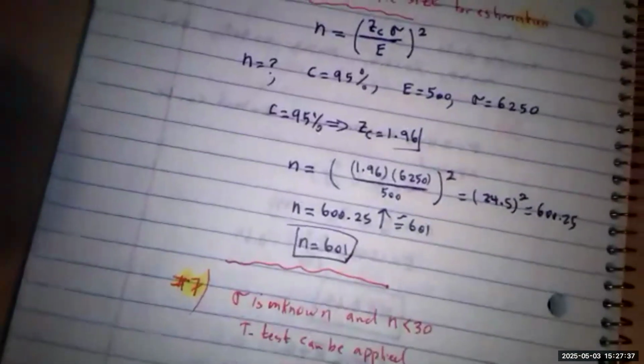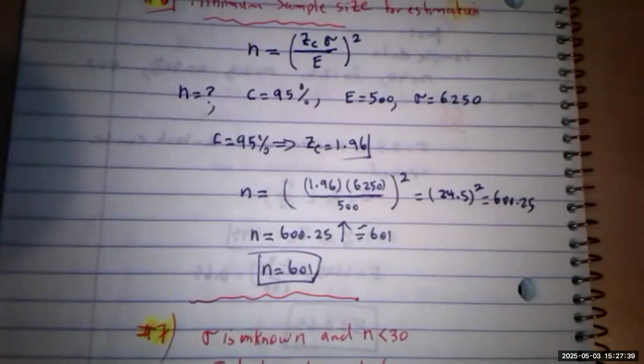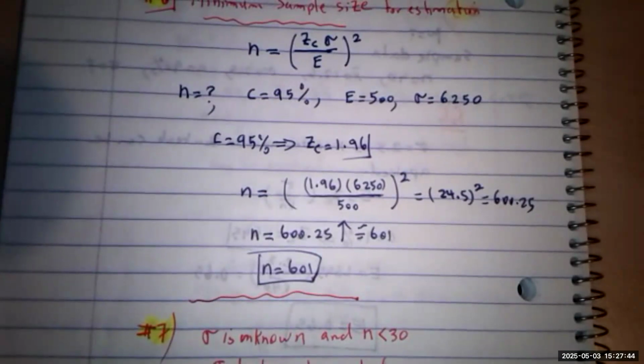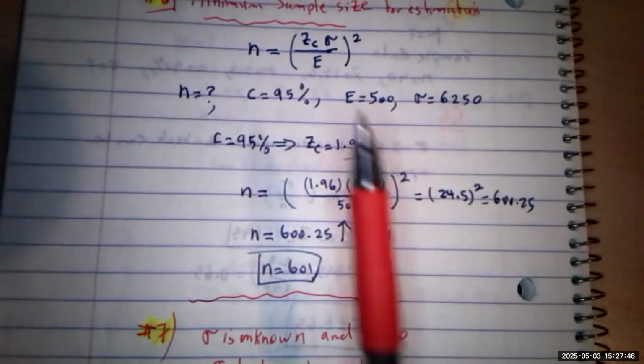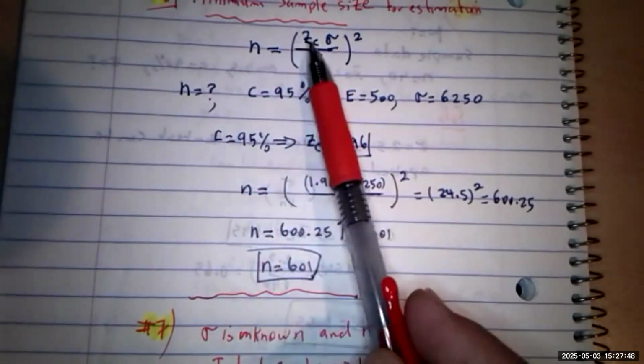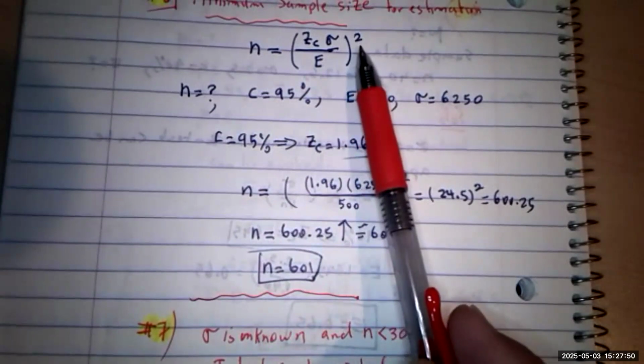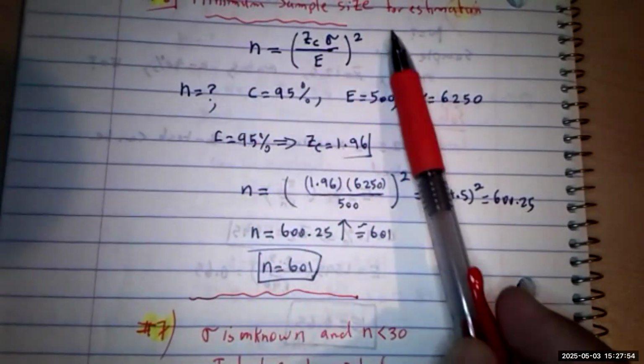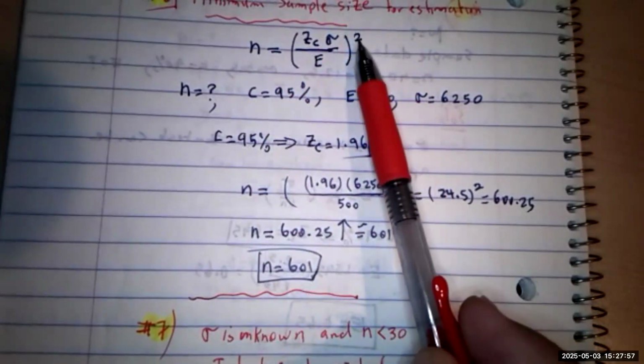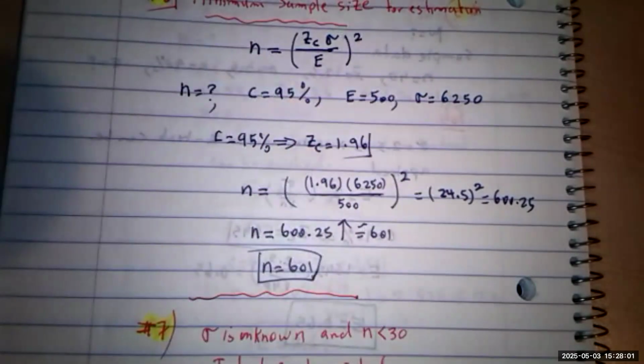So, that's it. This is the situation that we have for this problem. You see, this is the formula: N equals (Zc times sigma over E) all squared. Most of you missed it on the previous test. There is a square here. You can use the original formula for the E and cross multiply, but this is easier. N equals (Zc sigma over E) all squared.